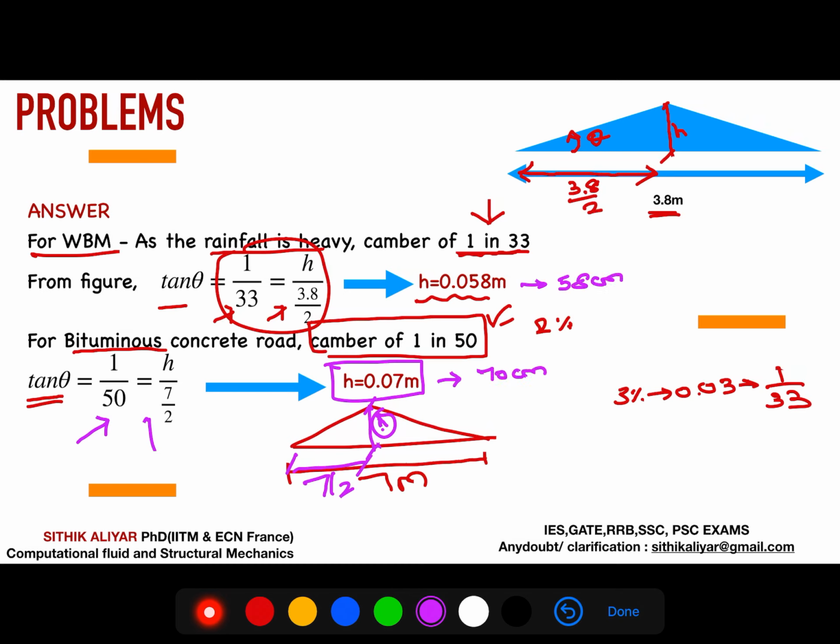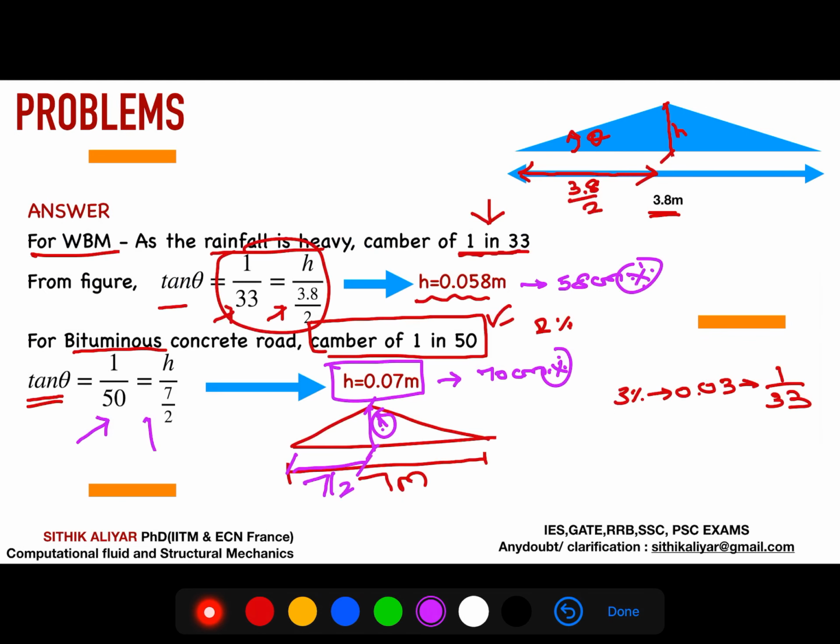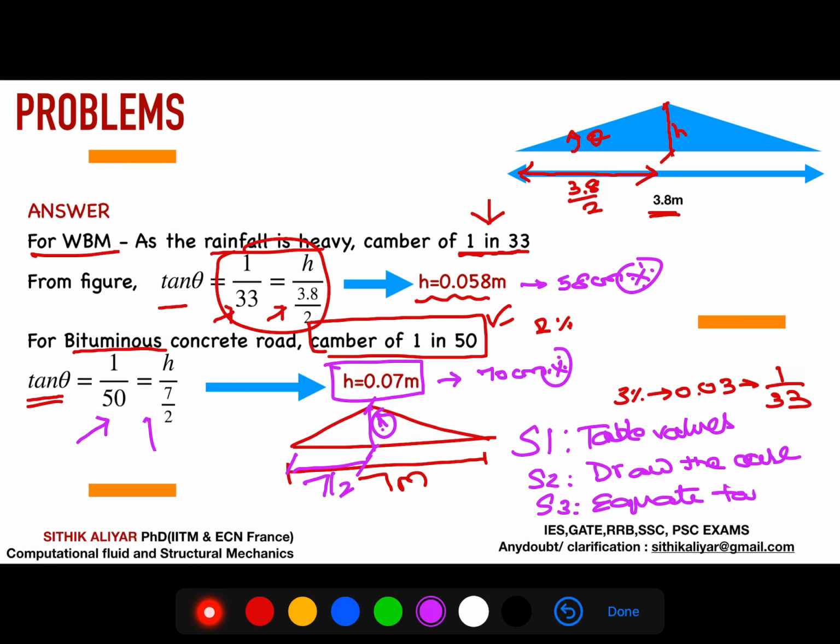Oh my god. Okay, so verify your calculations. Actually I did it just now. You verify this calculation again. If you are getting the same answer, then it's very good. Okay, so going to the next question. I will stop this. You can try different types of camber problems. Step 1, pick the table values. Step 2, draw the given case. Step 3, equate the tan theta, then you will have your answer.